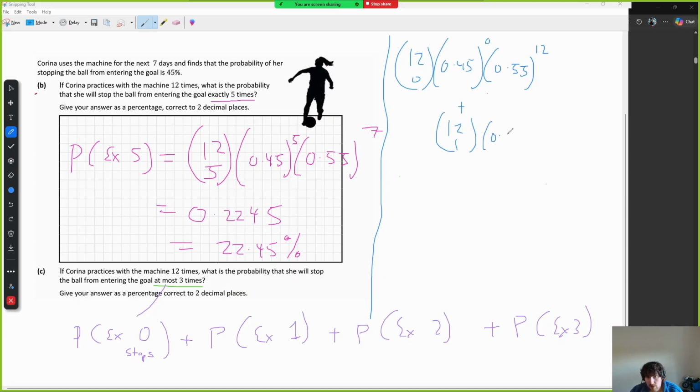So hopefully you can see the pattern here. This is just what it looks like if you stop exactly one shot. And this is 11. And then add that to stopping exactly 2, to the 2. And then this is a 10. And then the last one, this is stopping exactly 3 shots.